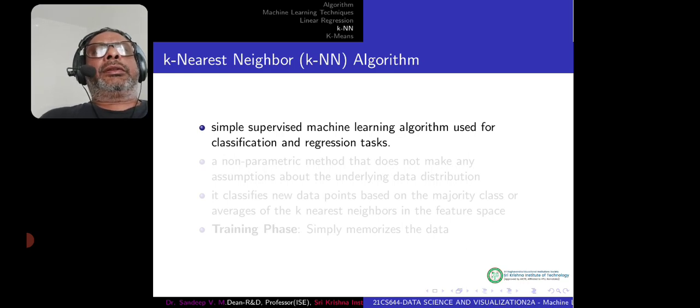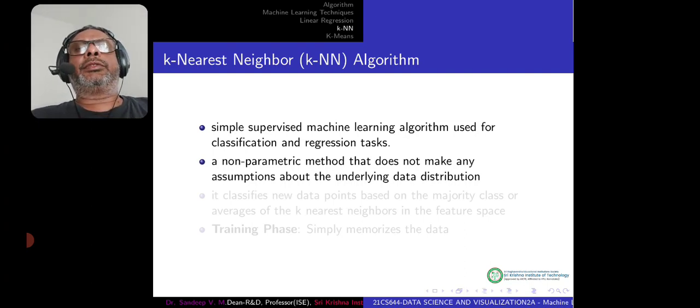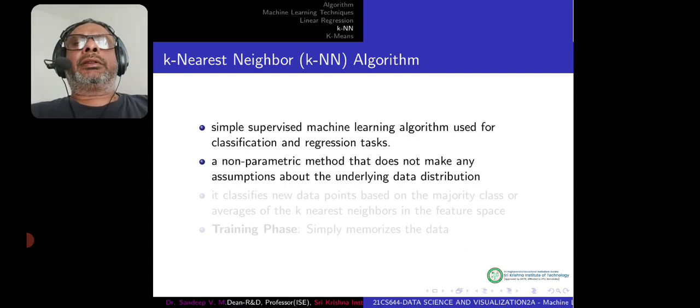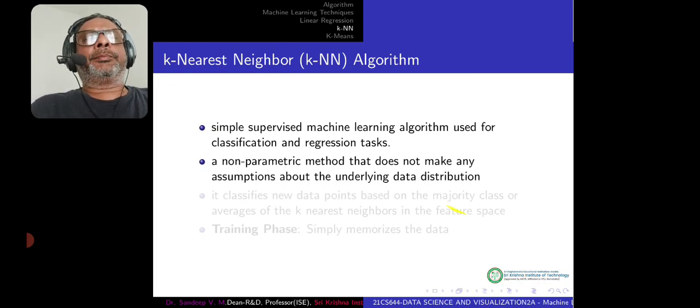The next one is the k nearest neighbors algorithm. It's a simple supervised machine learning algorithm used for classification and regression tasks. Here it is a non-parametric method. That means it does not make any assumptions about data distributions. We don't assume that there is some input-output relationship like we did in the previous case, and then assume that the two parameters beta naught and beta 1 are going to represent our data. Here no such assumption is made, so it's a non-parametric approach.